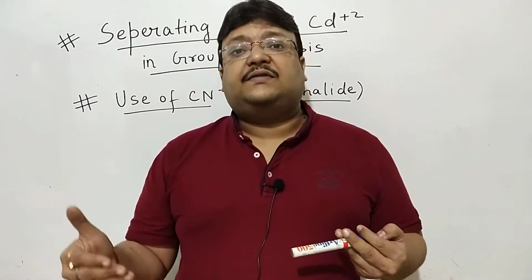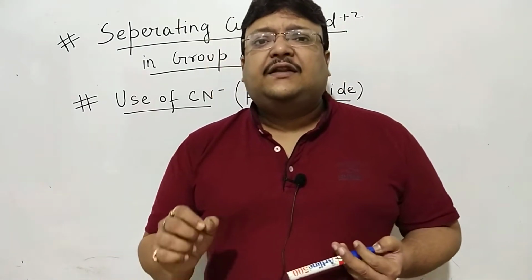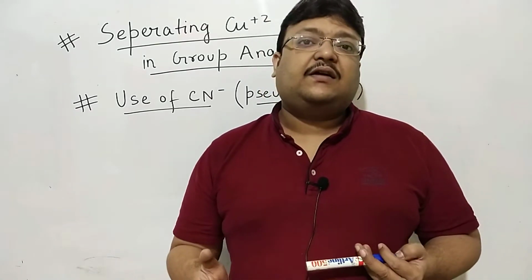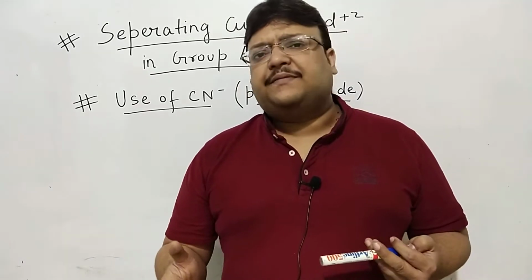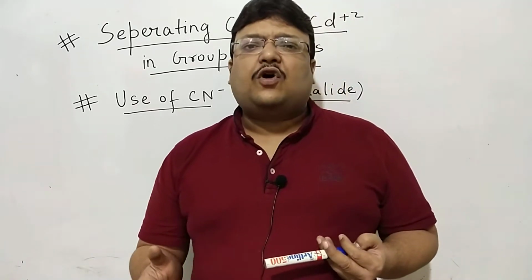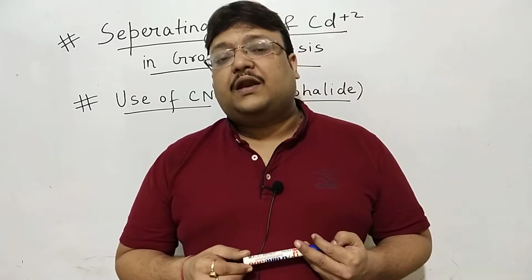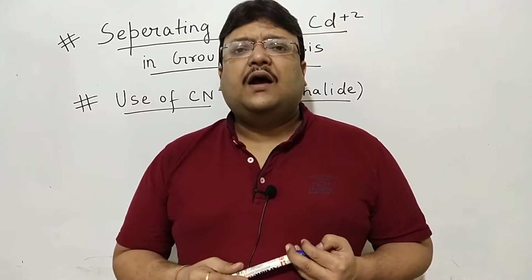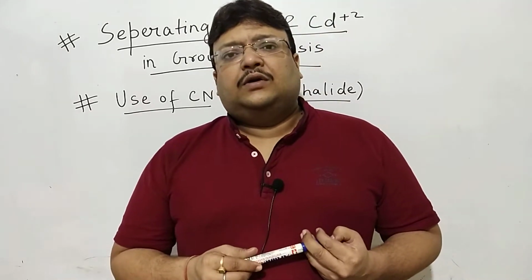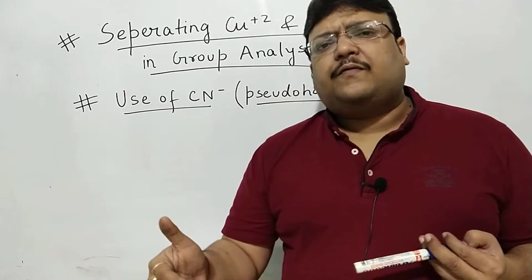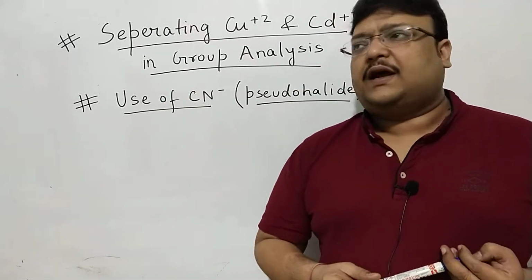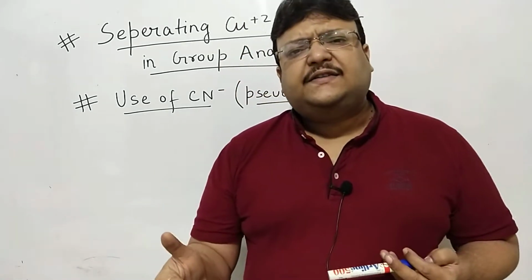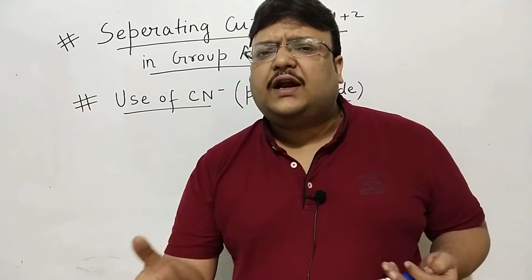In the entire sequence of reactions in group analysis, the only radicals we fail to separate are copper and cadmium. This is where separating copper and cadmium becomes noteworthy. It is a very common question in various entrance exams, because I repeat, in all of group analysis, the only 2 radicals which we fail to separate are copper and cadmium. So it's going to be a smart video clip where I talk about the separation of copper and cadmium, the use of cyanide, and pseudohalide, because we'll be learning a little bit about pseudohalide in this video.